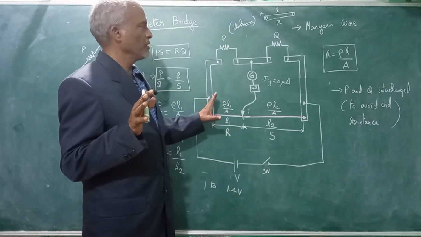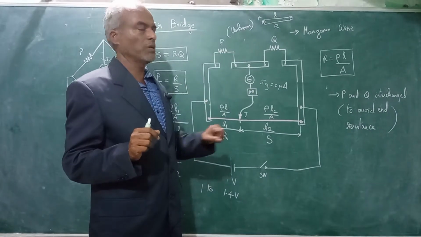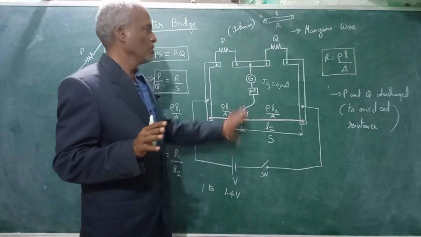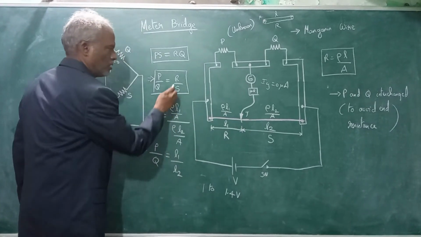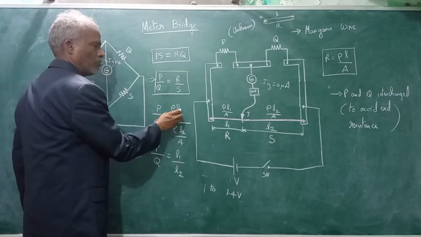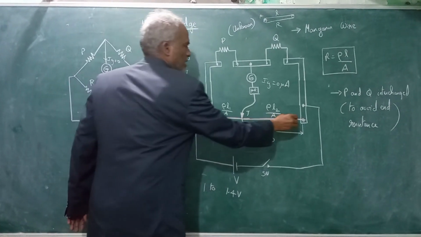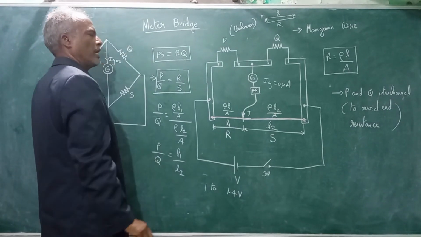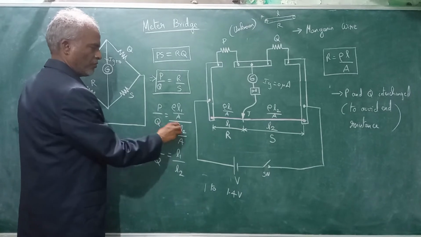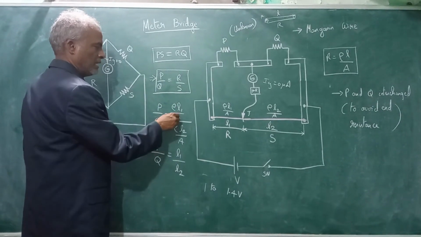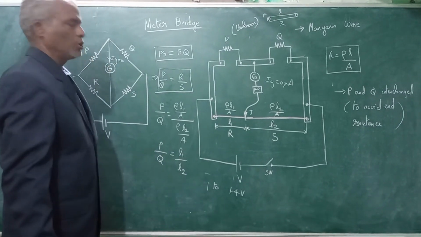So this circuit and this circuit are the same. Now the bridge is balanced. When we say the bridge is balanced, the galvanometer current is 0 microamps. That means in the place of R we can substitute rho L1 by A. In the place of S, the length is L2. Therefore, the resistance between these 2 points is rho L2 by A, so the denominator term is S, rho L2 by A. Now if you carefully see, rho cancelled, A cancelled. So P by Q is equal to L1 by L2.